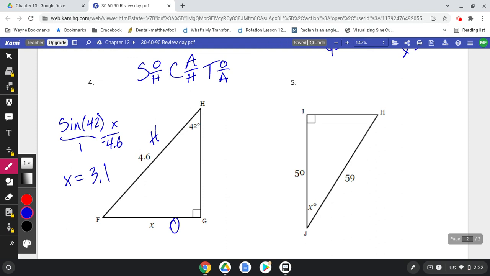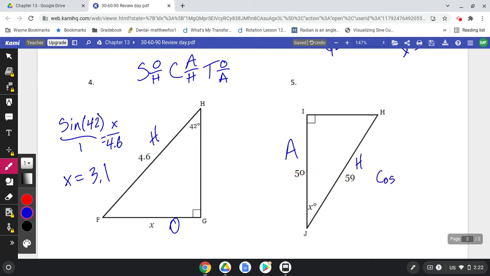All right, example 5. Once again, we can't use the special right triangle because we don't know what the angle is. Is it possible it's a 30, 60, 90 or 45, 45, 90 triangle? Yeah, it's possible, but we don't know. So instead, let's label. This is our A, this is our H. A and H is CAH.